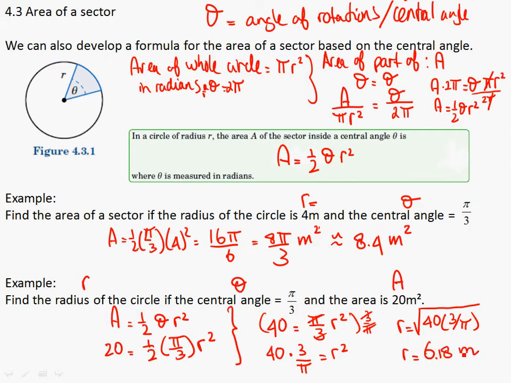I'm sorry, Ashton, I didn't hear what you asked. Why did you do the 3 over pi? To get r squared by itself. No, we already did that.